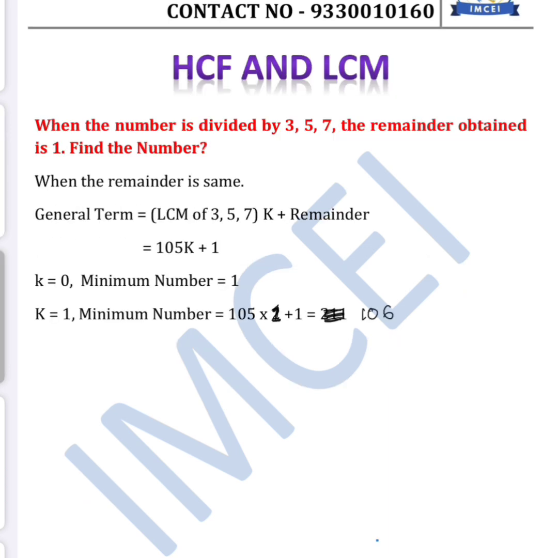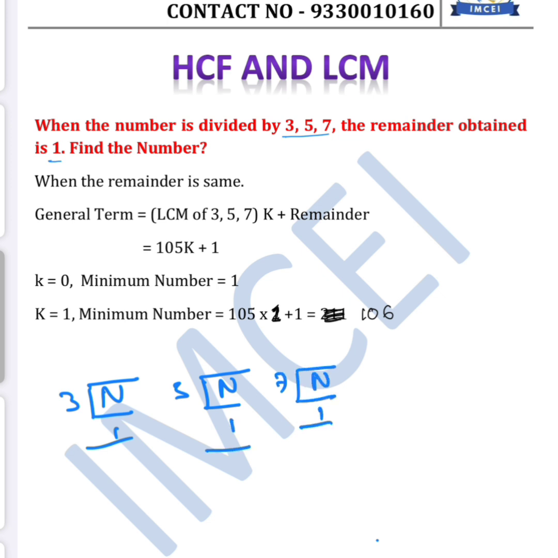The first question is, when the number is divided by 3, 5 and 7, we get the remainder 1. So, if I divide the number by 3, we get the remainder 1. If I divide the number by 5, we get the remainder 1. If I divide the number by 7, we get the remainder 1. In all these cases, the remainder is the same. We need to find the number.